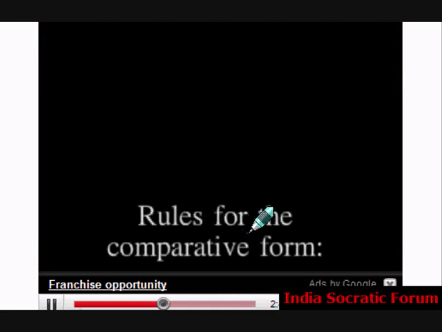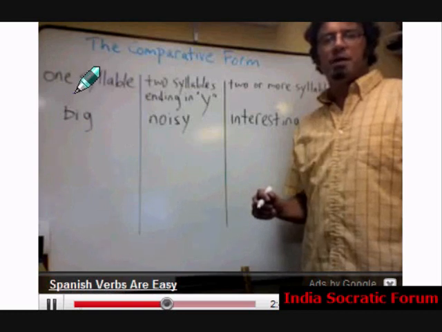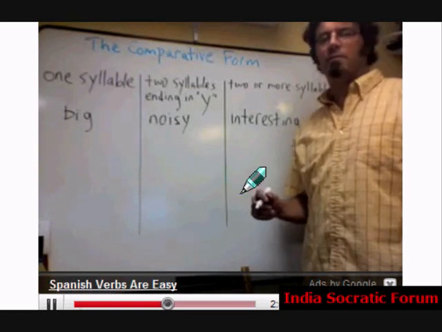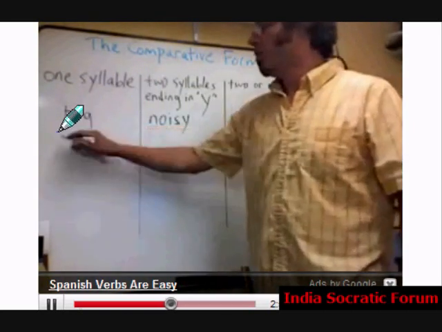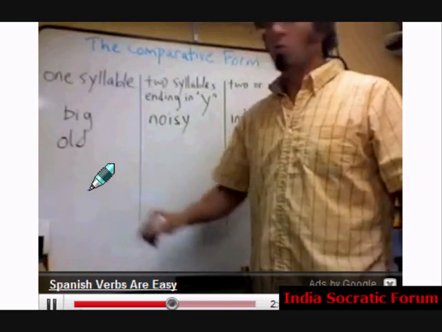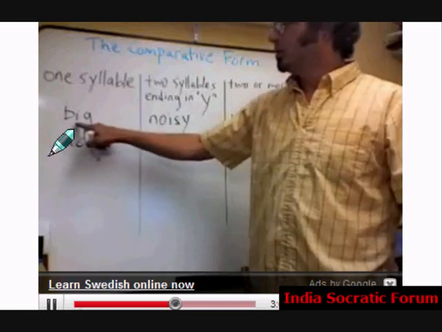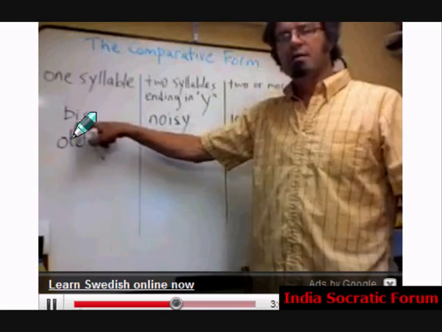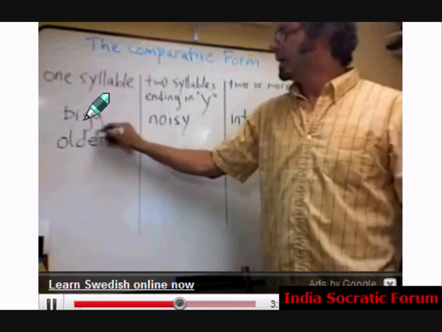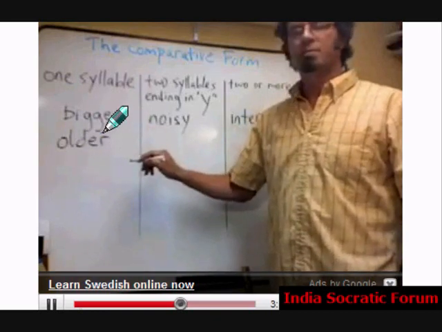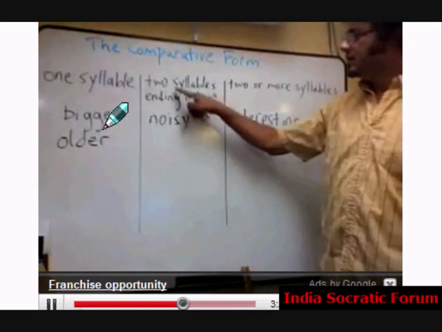So the rules for comparative form are, there are three possibilities for making the form. One syllable word, for example big, has one syllable. Like old has only one syllable because you hear only one vowel, and you add ER to it. I is the only vowel you hear in the word big. Therefore you add GER, bigger. So it needs one extra G and the ER.